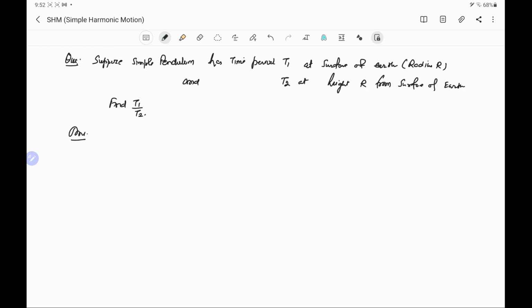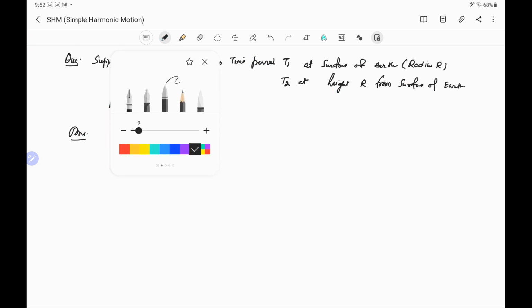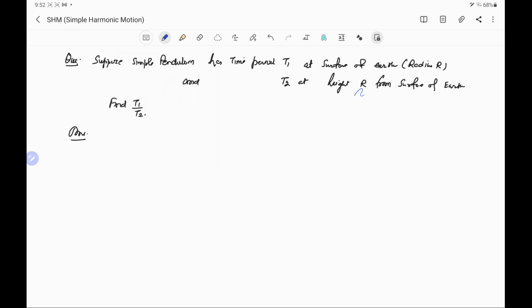Let's take one question. Suppose a simple pendulum has time period T1 at the surface of Earth and time period T2 at the height r from the surface of Earth. Then find the ratio of T1 and T2. We have already derived the relation of time period, which is 2 pi root L by g for a simple pendulum. Here in this formula, L is the length of the simple pendulum and g is the acceleration due to gravity at the position where the pendulum is oscillating.